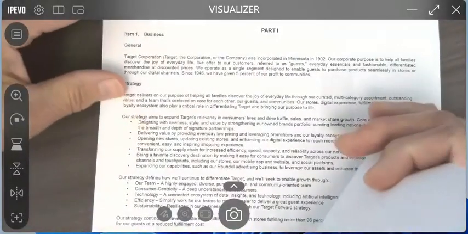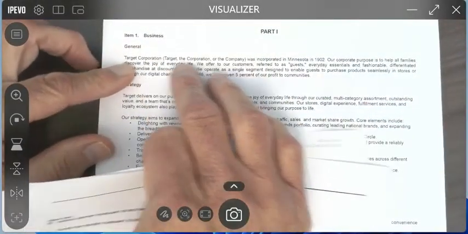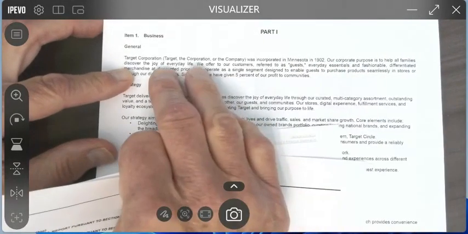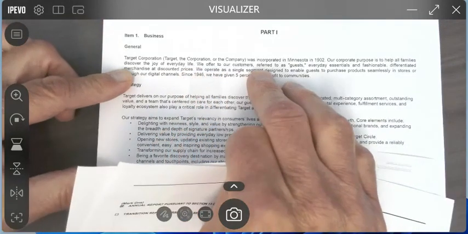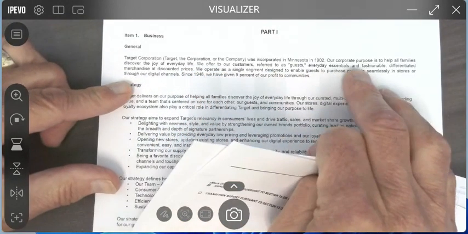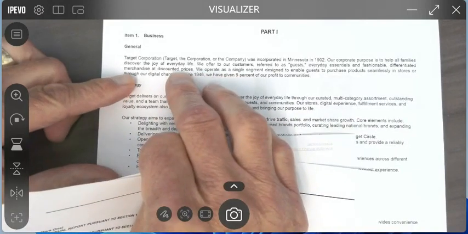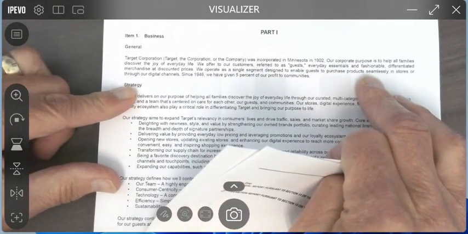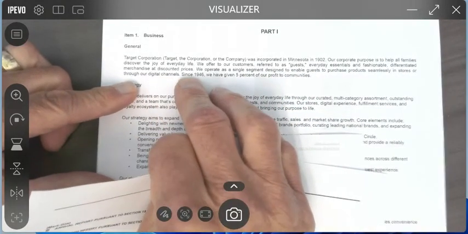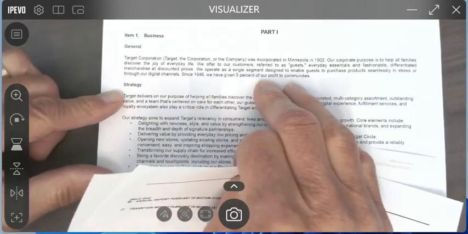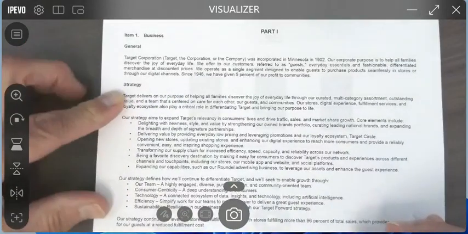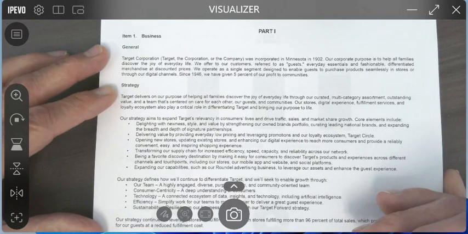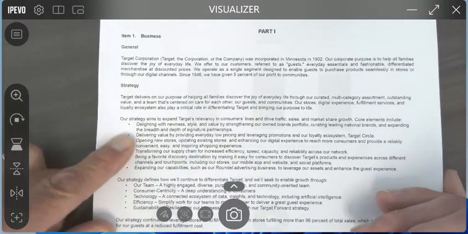Here's the business. For example, Target Corporation was incorporated in Minnesota in 1902. Our corporate purpose is to help all families discover the joy of everyday life. We offer to our customers, referred to as guests, everyday essentials and fashionable differentiated merchandise at discounted prices. We operate as a single segment designed to enable guests to purchase products seamlessly in stores or through our digital channels. Since 1946, we have given 5% of our profits to communities. Hopefully you agree that's what Target's business looks like to you as one of their guests. Here's their strategy.